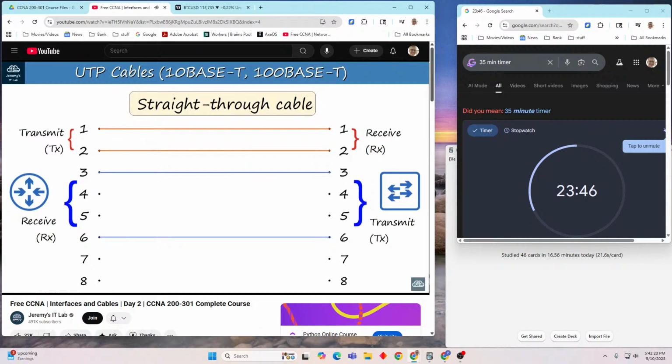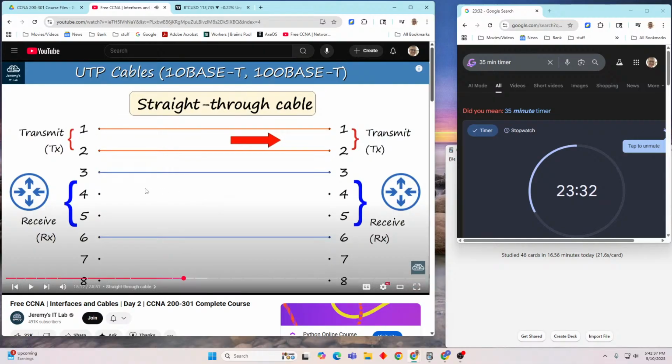Now, in networks, we don't always connect PC to switch, switch to router. What if we want to connect a router to another router? Or maybe a switch to another switch? Or maybe connect 2 PCs together? Now I've replaced the switch on the right with another router. What will happen if the router on the left sends data to the router on the right? Well, it's simply not going to work.